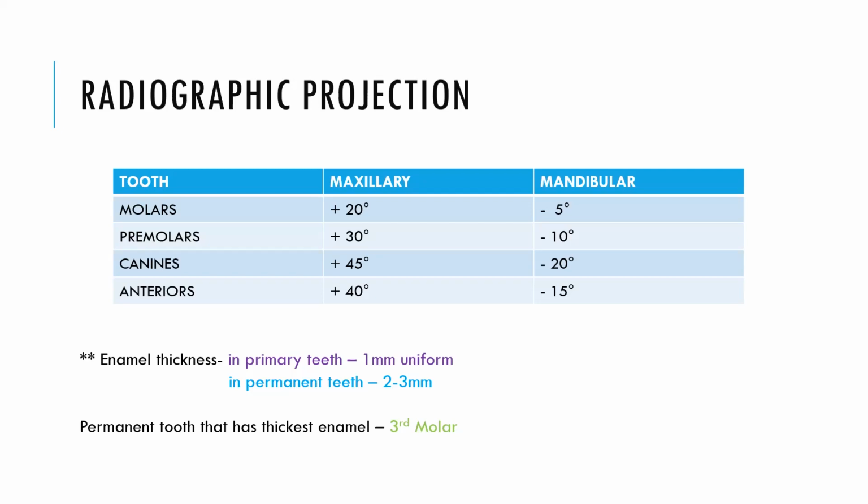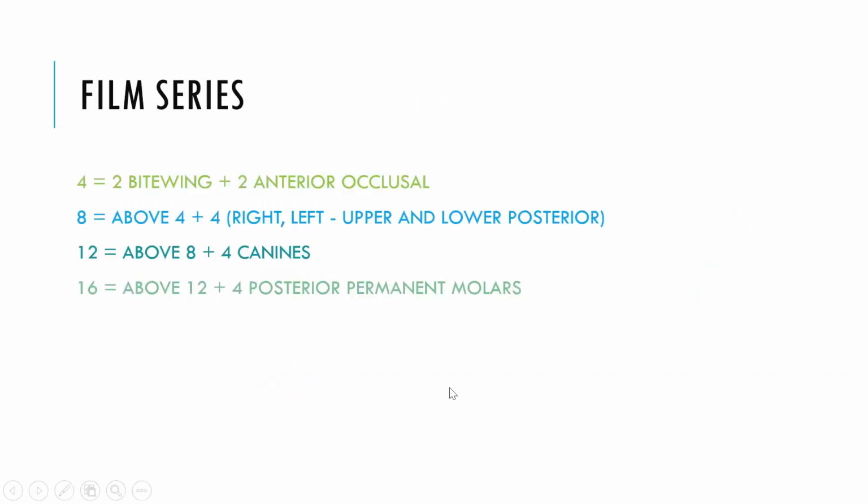And then a few questions have been asked earlier. What is the enamel thickness in the primary teeth? It is 1 mm uniform thickness of enamel in the primary teeth. And in permanent teeth, it varies between 2 to 3 millimeters. Okay. And the permanent tooth which has the thickest enamel is the third molar. Remember this. Okay. Then there is a film series or film survey like 4 film survey, 8 film survey, 12 film survey and 16 film survey.